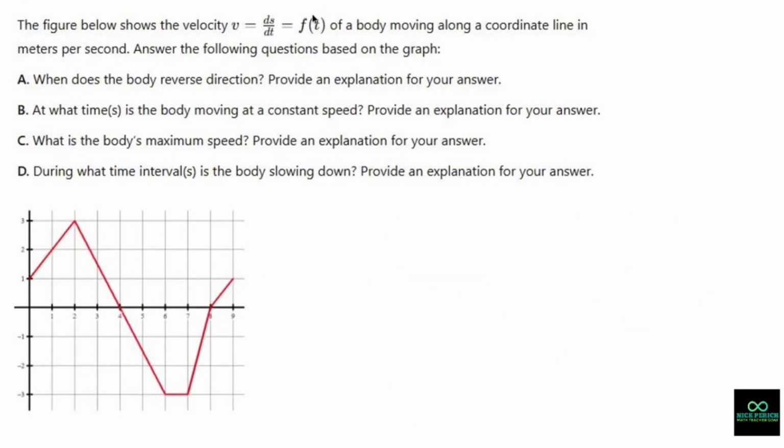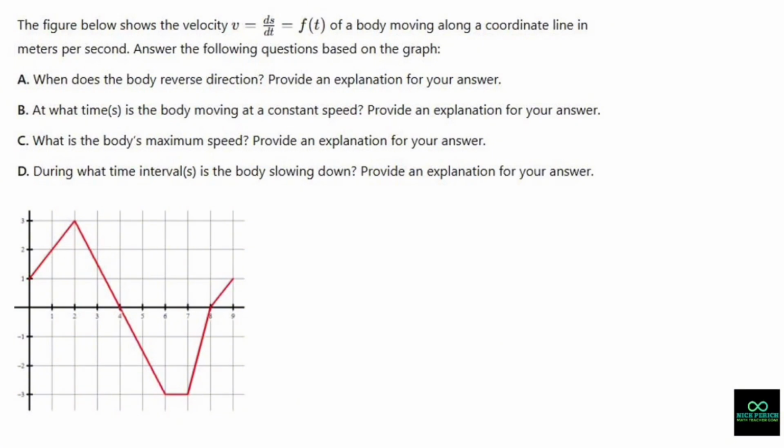All right, so I switched over to the next slide, and the question that's being asked is the same thing. Same exact picture, just cleaned everything up here. What is the body's maximum speed? Provide the explanation for your answer. Well, the body's maximum speed is actually 2 times here.